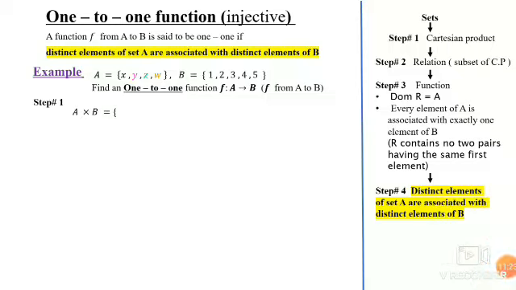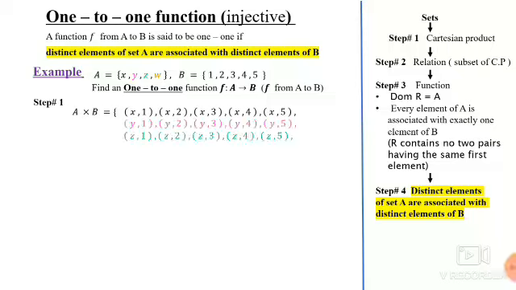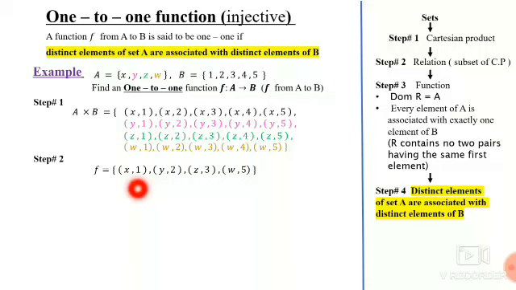Now our first step, Cartesian product. We have learned how to make Cartesian product. Second step, take a relation. The relation which we have chosen here is this. It contains (x, 1), (y, 2), (z, 3) and (w, y).